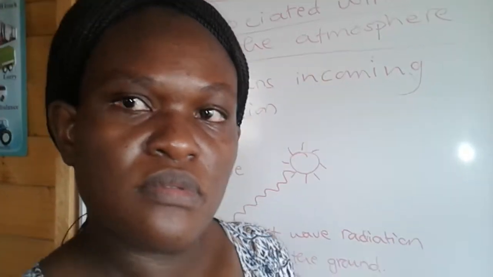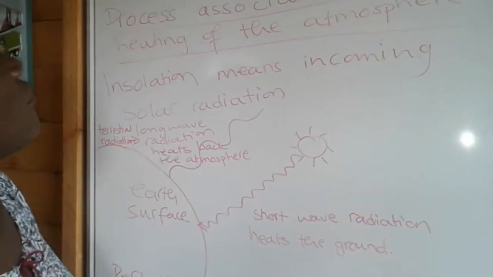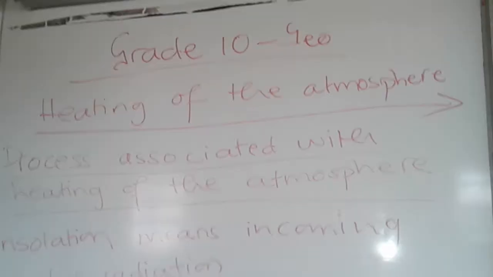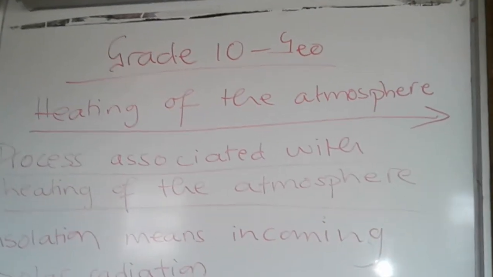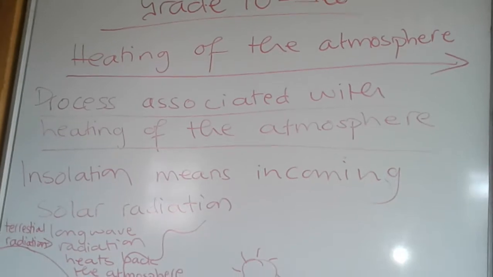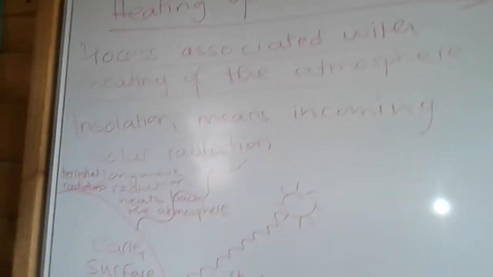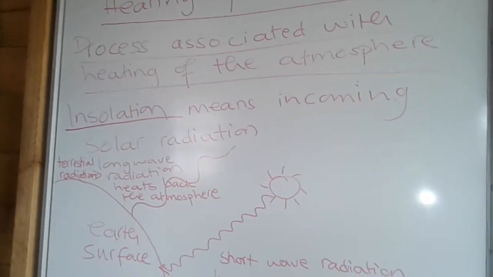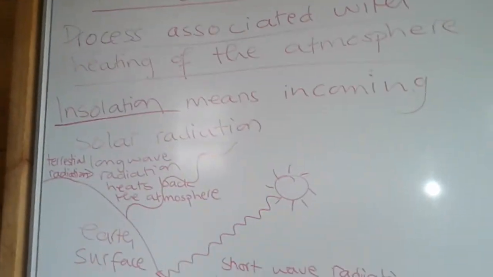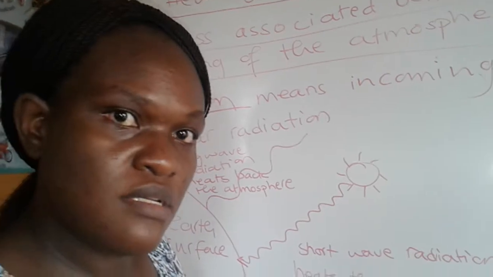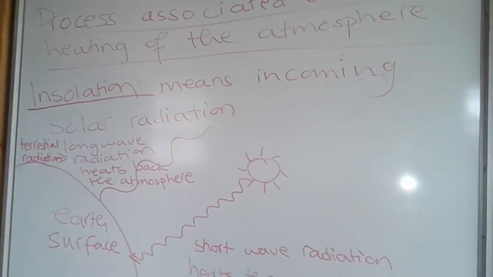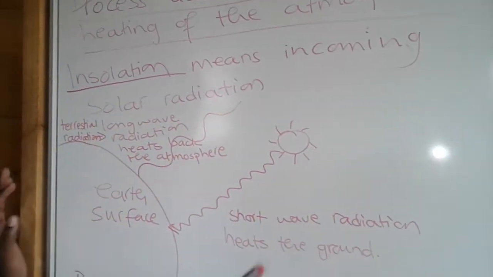And today we are looking at the heating of the atmosphere. How is the atmosphere heated, Grade 10s? What are the processes that are associated with the heating of the atmosphere? Now, for the atmosphere to be heated, we know that we need the sun. So the first process of heating of the atmosphere is through insolation. Now, what does insolation mean? Insolation means incoming solar radiation, isn't it? Incoming solar radiation.